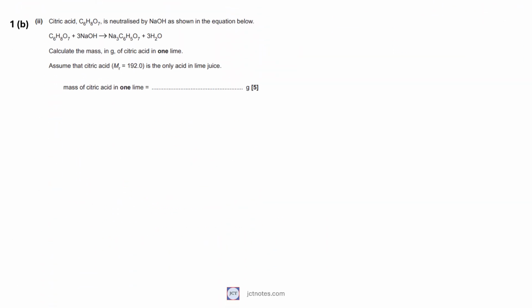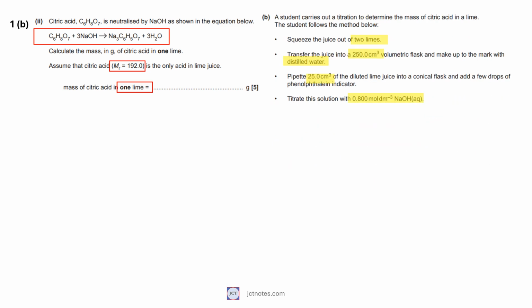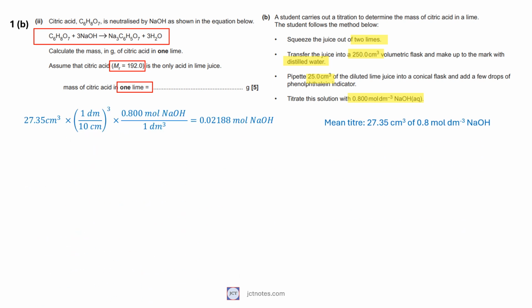We are now in the second question of part B from question 1. We are given the equation between the citric acid and the sodium hydroxide and the molecular mass of the acid. We are asked to calculate the mass in grams of citric acid in 1 lime, assuming that citric acid is the only acid in lime juice. I copy the relevant information that we need from the first question. We have used 27.35 cubic centimeters of 0.8 molar sodium hydroxide.